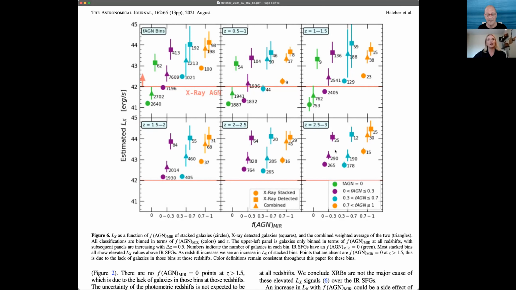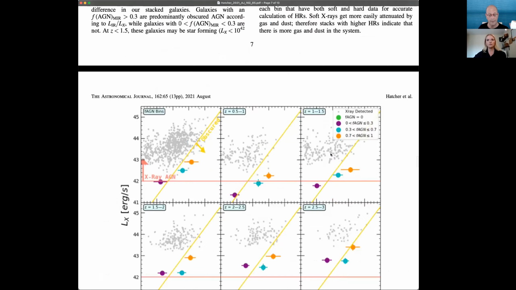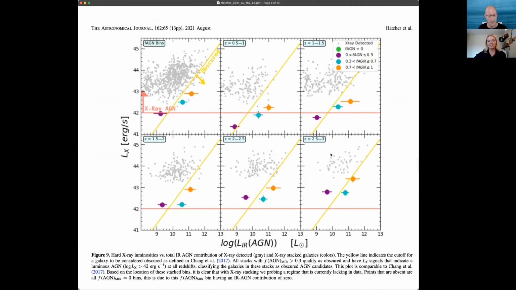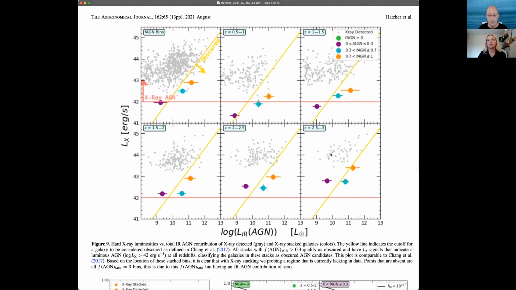Nice. So next, we looked into the possible obscuration of these galaxies, and that would be figure 9. Okay. For obscuration, we use a relation, the infrared luminosity divided by the X-ray luminosity. And if it was greater than 20, we defined it as obscured, as Chang did in their 2017 paper, because we're trying to compare. They explain why they chose 20, but we'll just say we chose 20 to match their paper and compare.